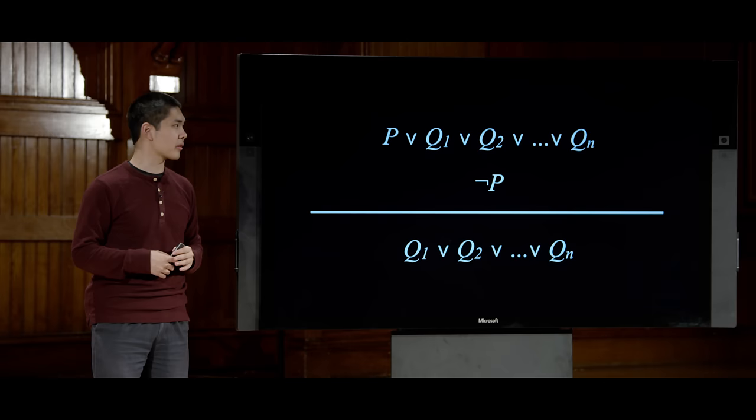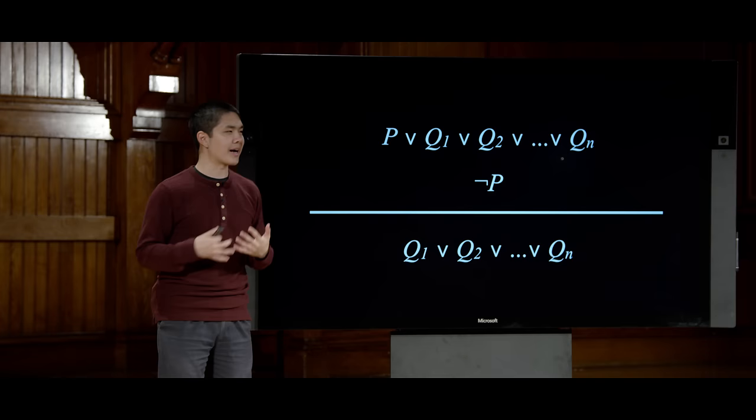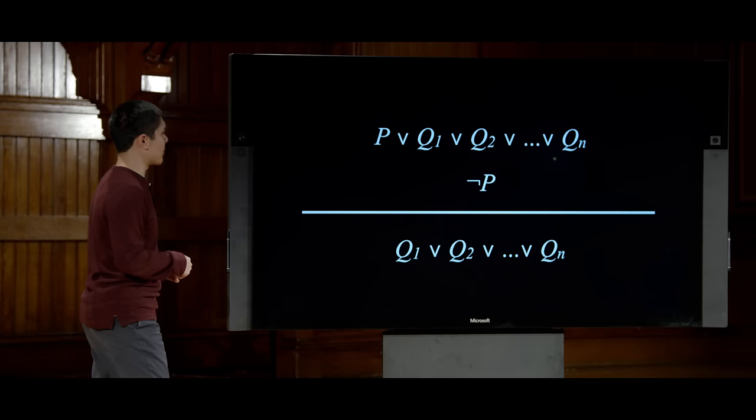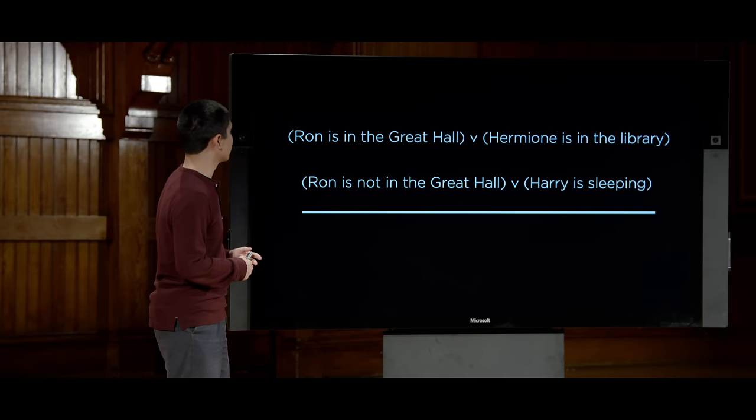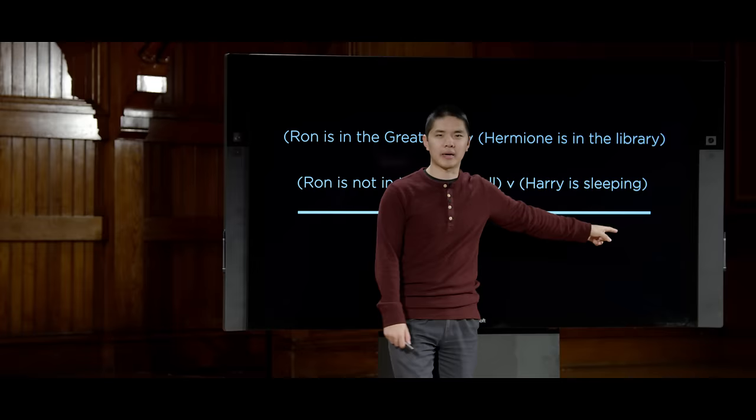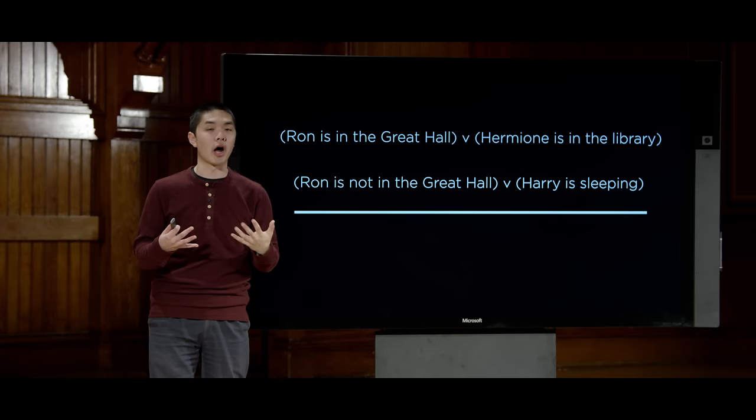But it turns out we can generalize this idea even further, in fact, and display even more power that we can have with this resolution rule. So let's take another example. Let's say, for instance, that I know the same piece of information, that either Ron is in the Great Hall or Hermione is in the library. And the second piece of information I know is that Ron is not in the Great Hall or Harry is sleeping. So it's not just a single piece of information. I have two different clauses. And we'll define clauses more precisely in just a moment.